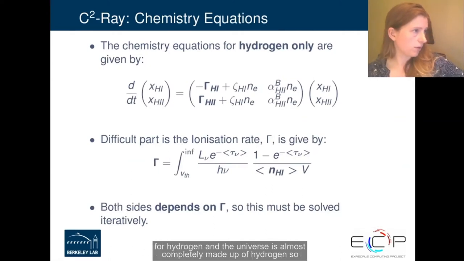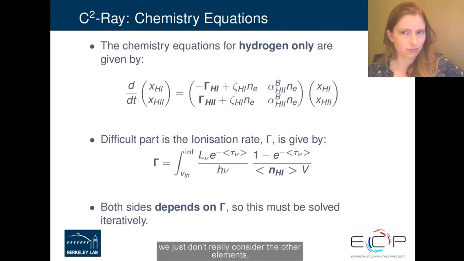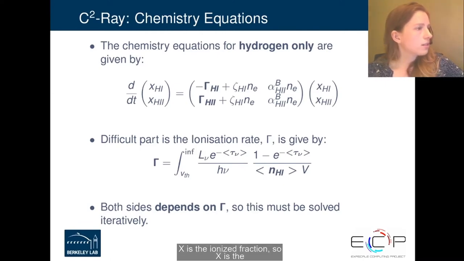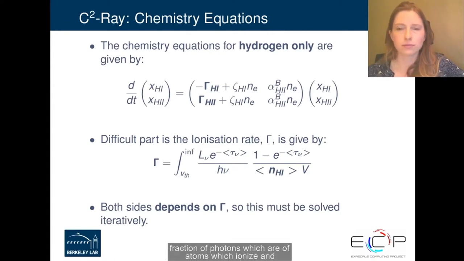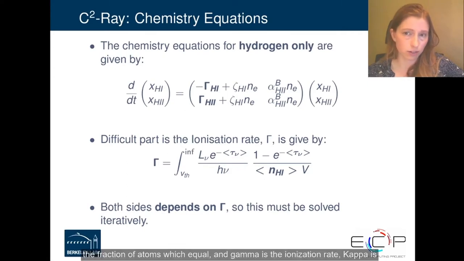These are the chemistry equations for hydrogen, and the universe is almost completely made up of hydrogen, so we just don't really consider the other elements. I mean, maybe in the future, but not now. So X is the ionized fraction, the fraction of atoms which are ionized, and the fraction of atoms which are neutral. And gamma is the photoionization rate.